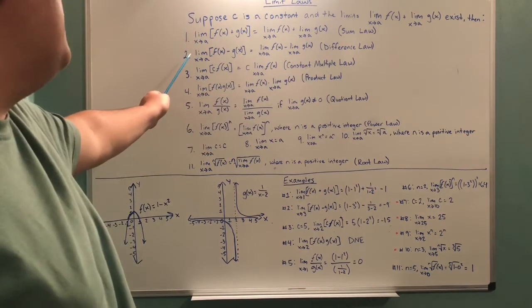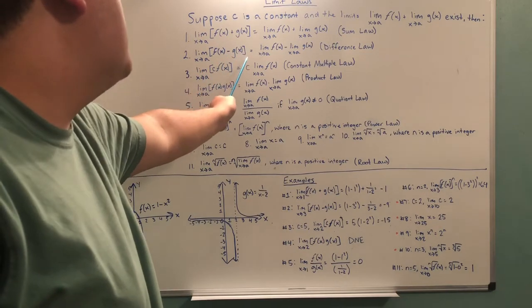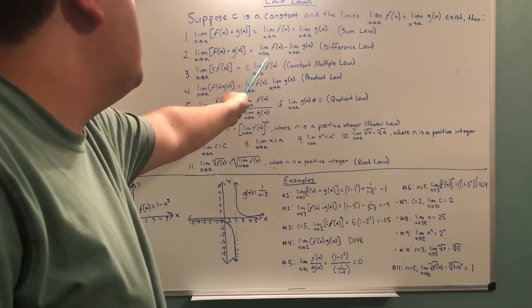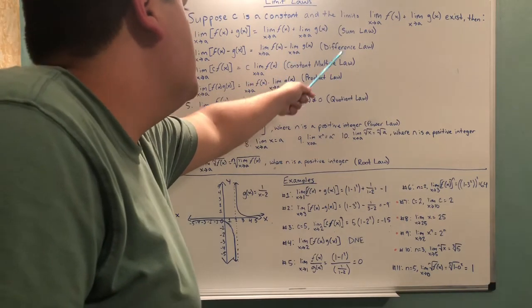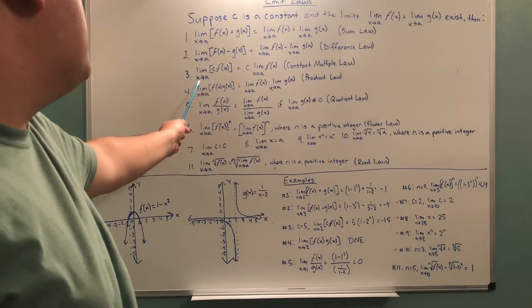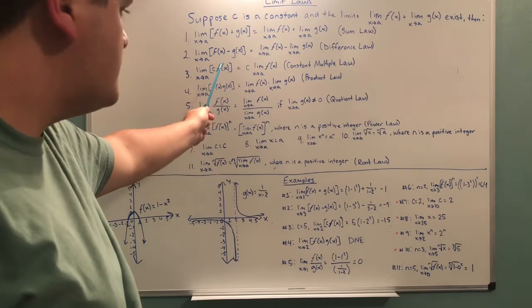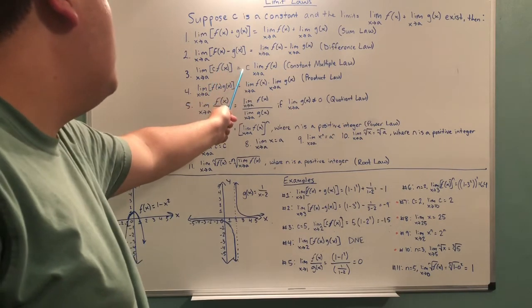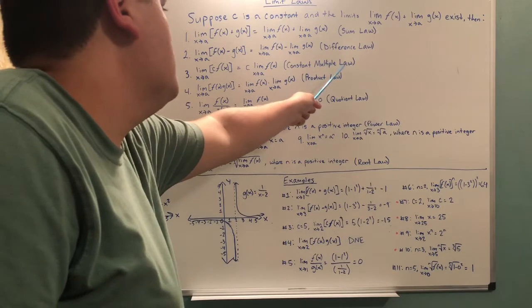For our second law, we have the limit as x approaches a of the difference of f and g. This can be rewritten as the limit as x approaches a of f of x minus the limit as x approaches a of g of x. This is the difference law. For our third law, we have the limit as x approaches a of some constant times the function of x. This constant can be pulled out in the limit evaluated here. This is known as the constant multiple law.